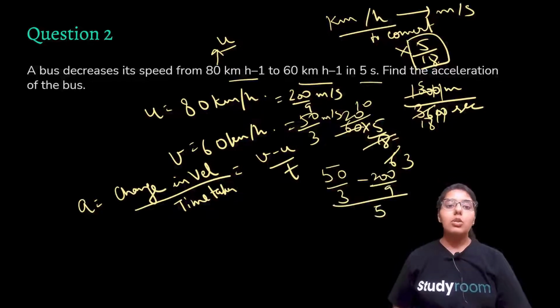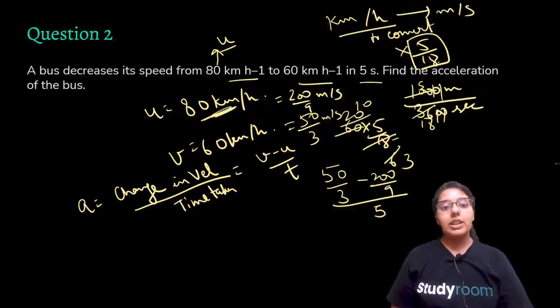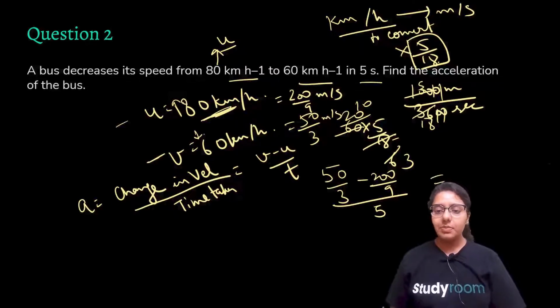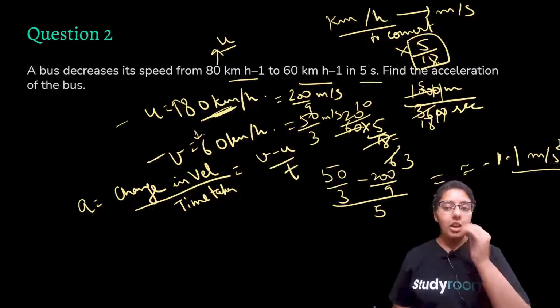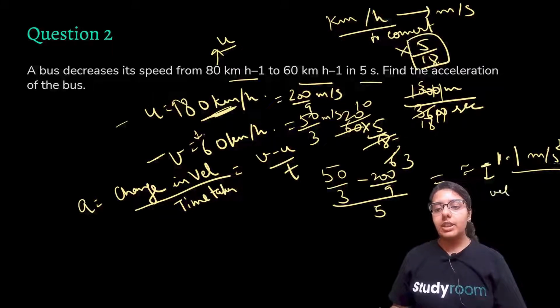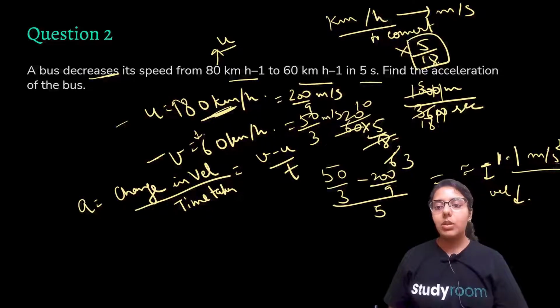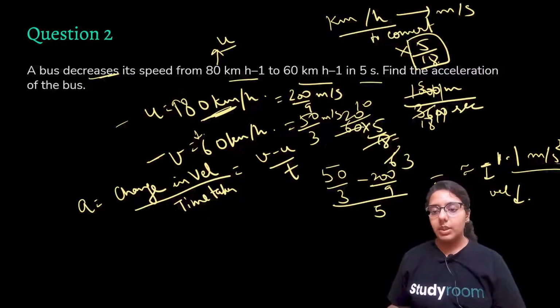So don't make this mistake that many students make: your initial velocity is greater in magnitude and your final velocity is smaller, and you end up subtracting the greater from the smaller. You don't have to do this. You have to subtract final velocity minus initial velocity. It comes out to be nearly minus 1.1 meter per second square. You can calculate. Also, the negative sign indicates that your velocity is decreasing, and you can see that velocity is decreasing, right? So acceleration has to come negative. If it comes positive, then you have solved it wrong. So this is also one way you can check your answer, okay?